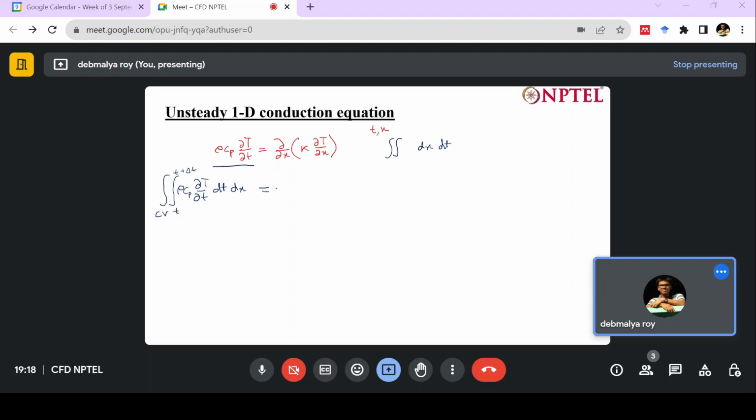So this would bring us, since this partial differential is there, we will simply integrate this rho Cp, and this becomes T at t plus delta t. Let's call that T1, and at t, let's call that T0.